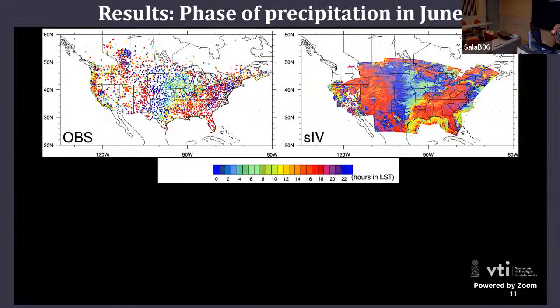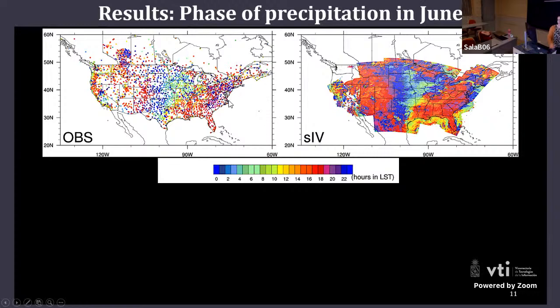So now I will show you the phase. The phase is the timing of this maximum precipitation, which is in hours, and here has many colors. The observations are on the left, and Stage 4, which is the gridded data from radar information, is on the right. The main characteristic here in the US in summer, because this is in June, is that precipitation has an afternoon peak in the intermountain region, which is the red colors around here, and in the east.